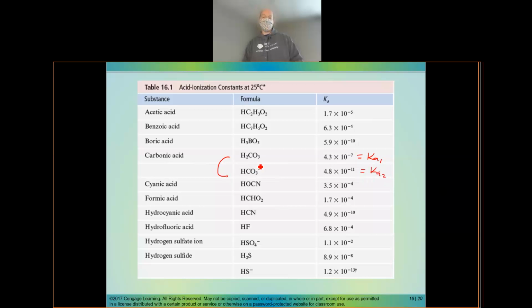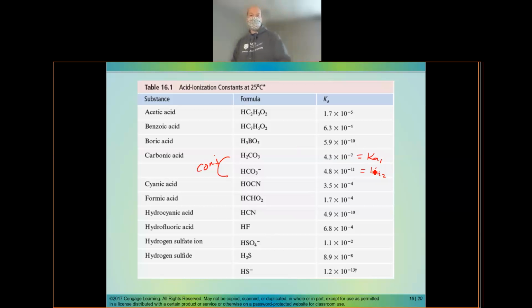And so these are conjugates. All right, so they differ in 1 H plus. Your H2CO3 to your HCO3 minus, they are conjugates, differing by 1 H plus. Of course, we know that the one that has the one more H is the acid, and the one that has one less H is the base. All right, and so we can see that Ka1 will always have a larger Ka value than your Ka2. So always your Ka1 will be larger than Ka2.